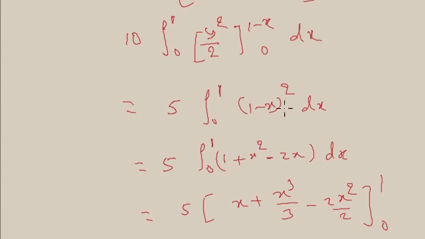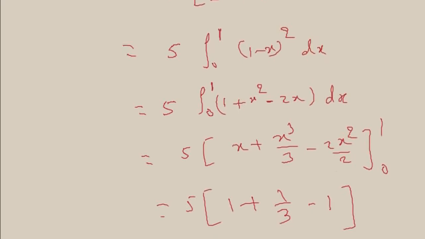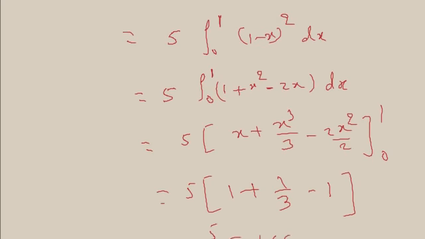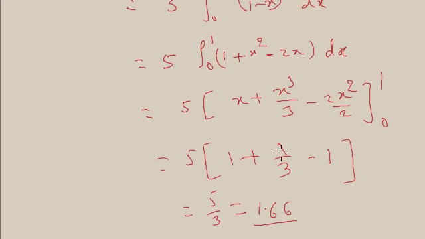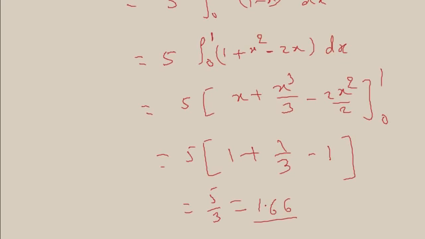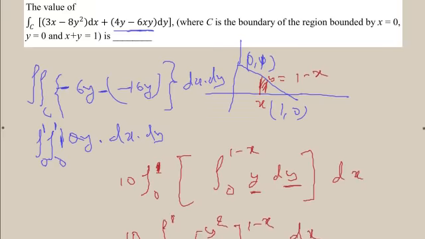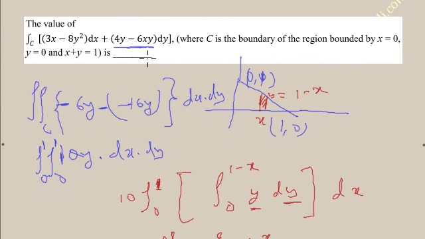If you expand this, 1 plus x squared minus 2x dx from 0 to 1, and integrate it again, the integration of 1 is x, the integration of x squared is x cubed by 3, and the integration of minus 2x is minus 2x squared by 2. If you put in 1 and 0, you will get 5 into 1 plus 1 by 3 minus 1, so 5 by 3, that is equal to 1.66. So the answer is 1.66.